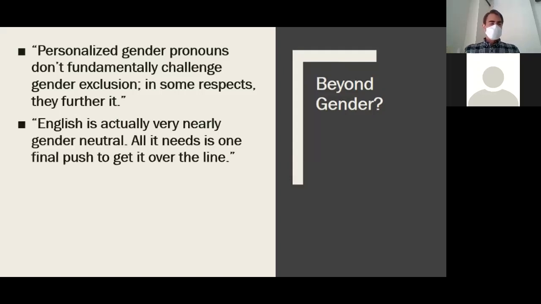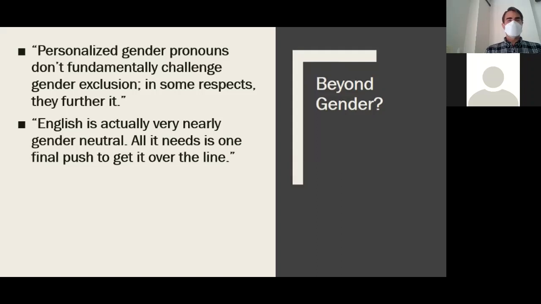And so he makes an interesting statement that, unlike some languages, which are very gendered in terms of every noun, especially in say French or Spanish or much of German, English isn't like that. We're not as gender neutral as some languages, but we're close.